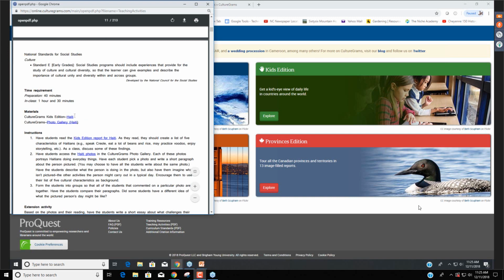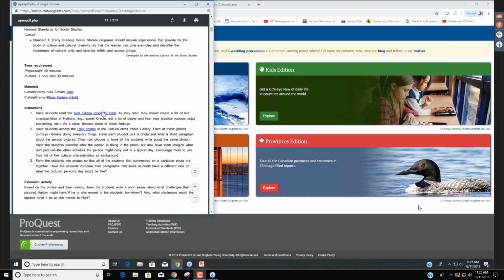Kids Edition for Haiti and the photo gallery, and then what the kids need to do and how they're going to use those photographs. So it gives you a lot of ways to extend the use, creating activities, and also using activities that are here for both adults or kids in school and in your public library.